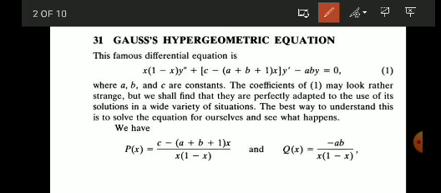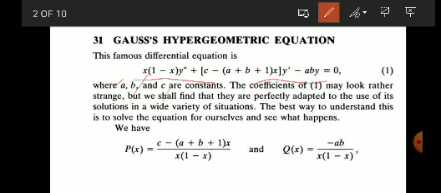The equation of the form x into 1 minus x y double dash plus c minus a plus b plus 1 into x y dash minus ab y equal to 0 is called Gauss hypergeometric equation. Here a, b, c are constants.